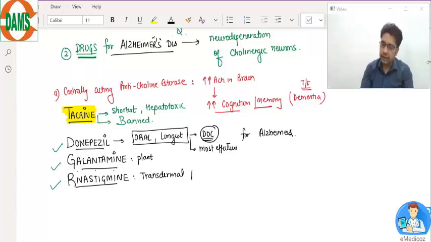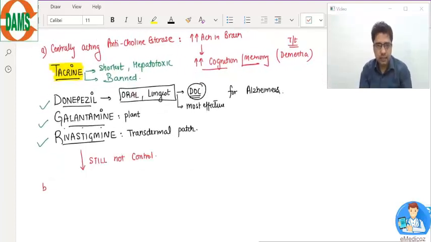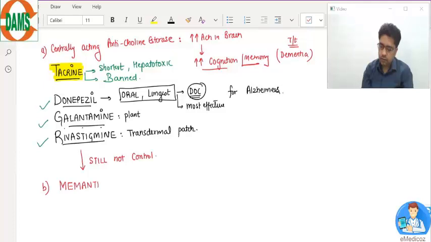Okay. Now you will write, if the symptoms are still not controlled by these drugs, donepezil-like drugs, then we use a drug, memantine. What is memantine? Memantine is an NMDA blocker. I will tell you about this NMDA blocker in the CNS. NMDA is a receptor of glutamate.